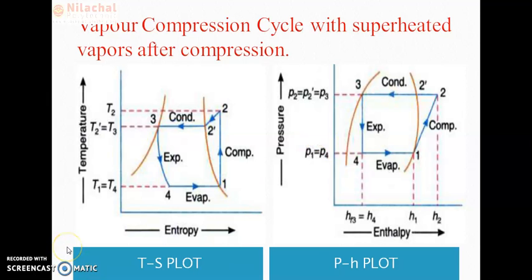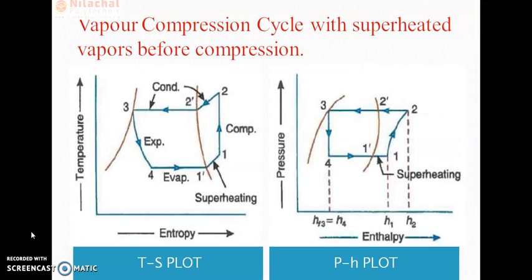Now we are going to the fourth type, that is the vapor compression cycle with superheated vapor before compression. Now I have shown you the vapor compression cycle with superheated vapor after compression; now this cycle is superheated vapor before compression. What are the major components used in this cycle? Like the evaporator, compressor, condenser and the expansion valve.